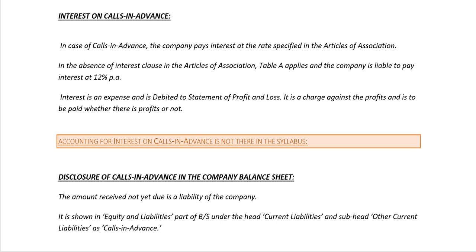How do we disclose calls in advance in the balance sheet of the company? Now, this amount of calls in advance received, it's not yet due and therefore it's a liability of the company. It is shown in the equity and liability part of balance sheet under the head current liabilities and subhead other current liabilities as calls in advance.